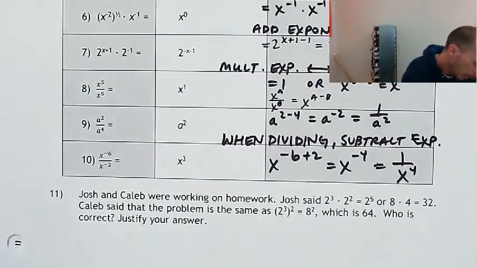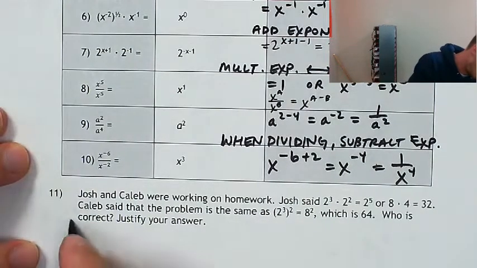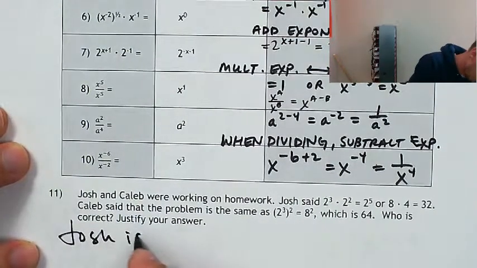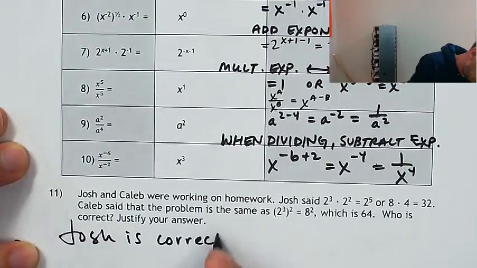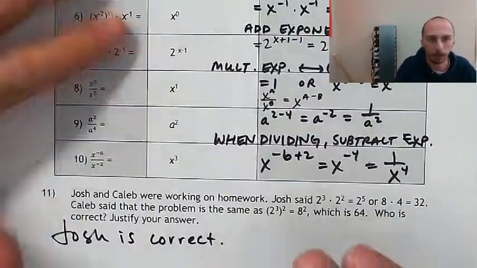All right. Josh and Caleb were working on the homework. Josh said 2 to the 3 times 2 to the 3rd equals 2 to the 5, or 8 times 4 equals 32. That seems reasonable to me. Okay. Caleb said that the problem is the same as 2 to the 3 squared, which is 64. Okay, Josh is correct. He followed all the algebra rules.